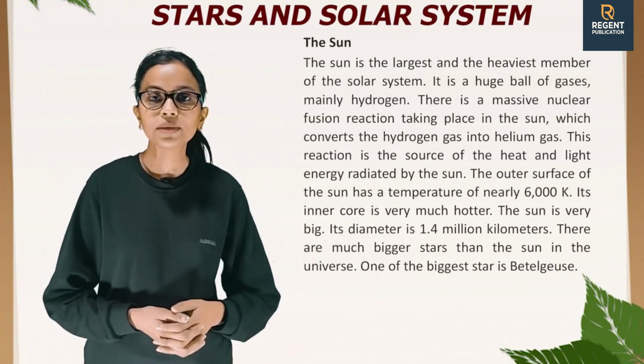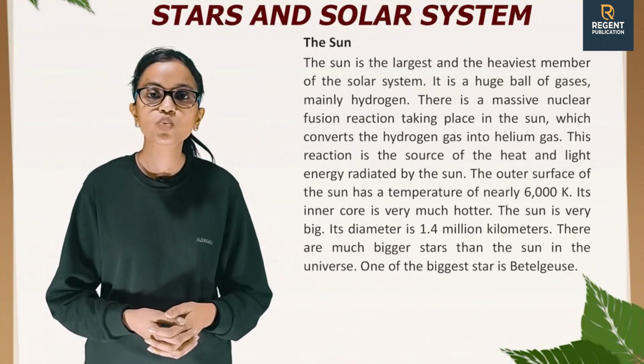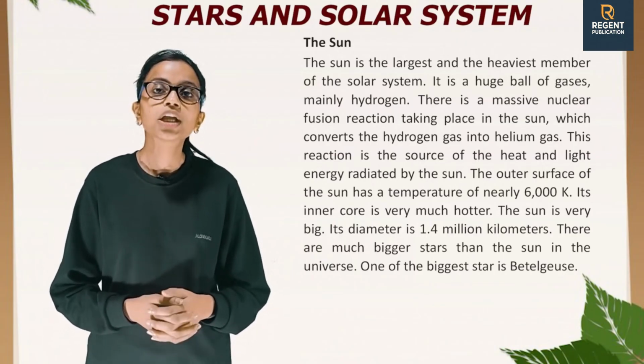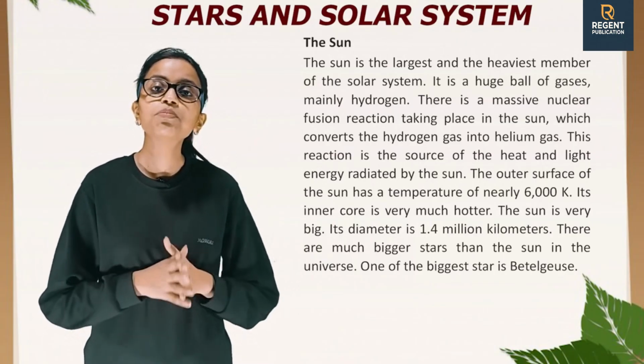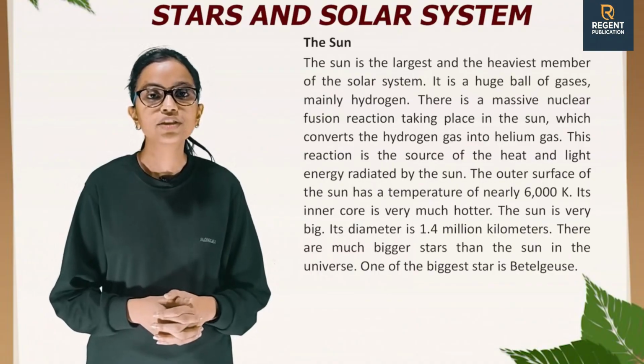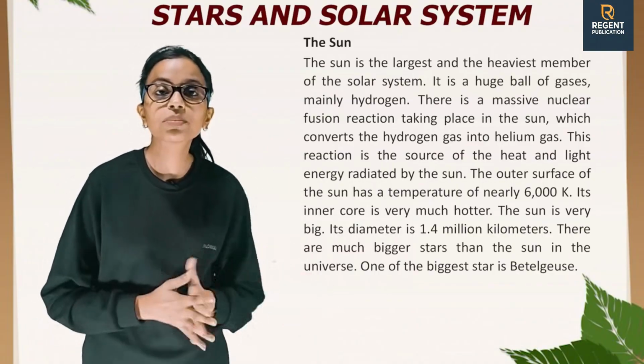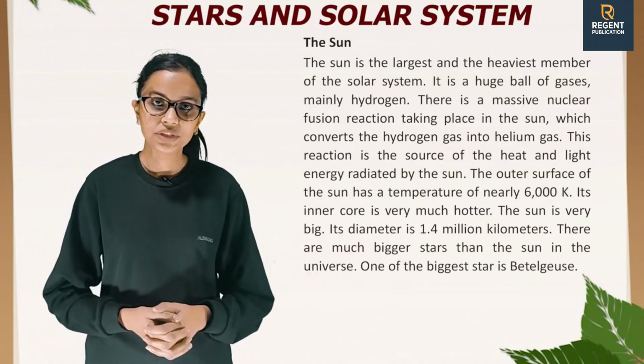The Sun is very big. Its diameter is 1.4 million kilometers. There are much bigger stars than the Sun in the universe. One of the biggest stars is Betelgeuse.